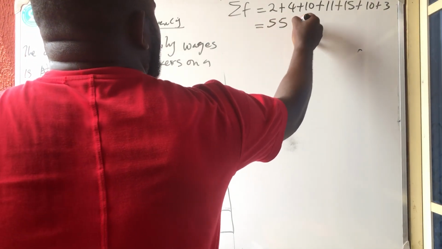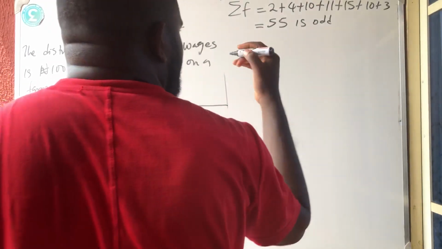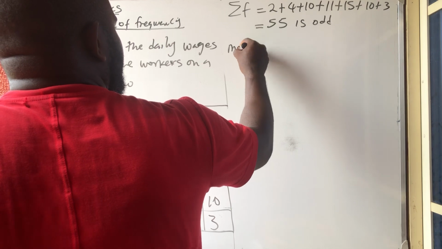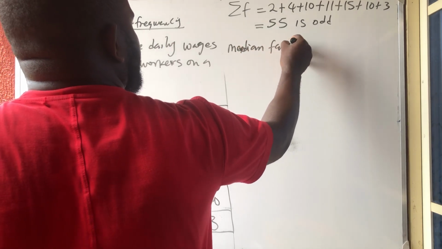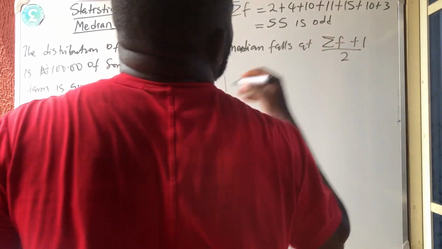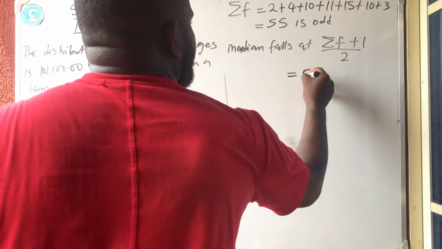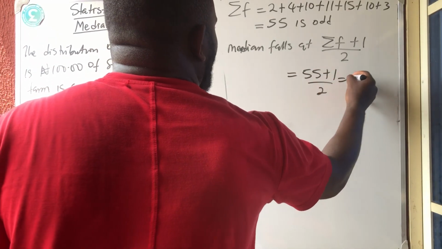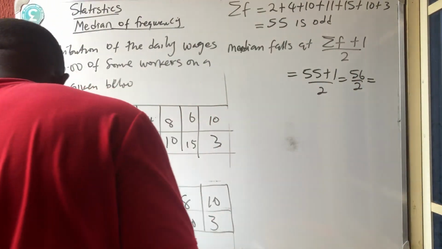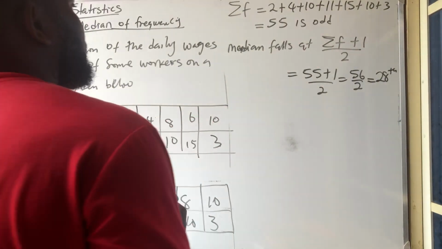55. If you look at this, 55 is an odd number. So if 55 is an odd number, look at how to get where it will fall. The median falls at summation f plus 1, then divided by 2, because it's an odd number. So I'm going to get 55 plus 1 divided by 2, which is 56 divided by 2, which will give me 28th. So it's falling at the 28th.